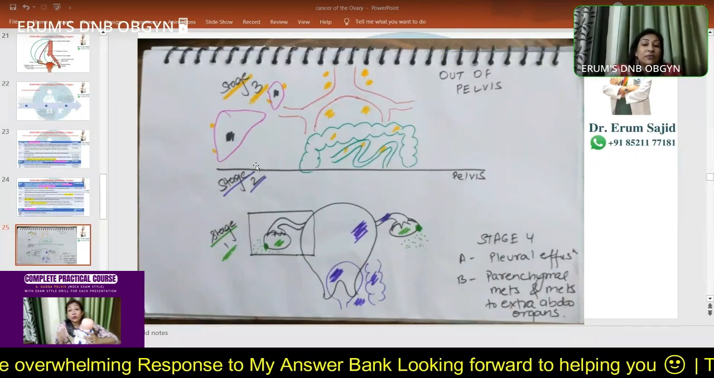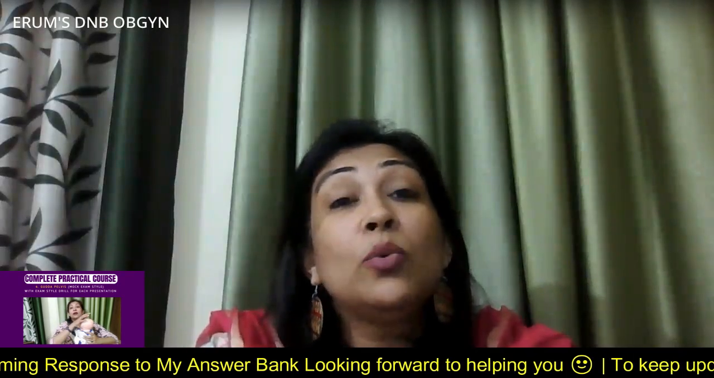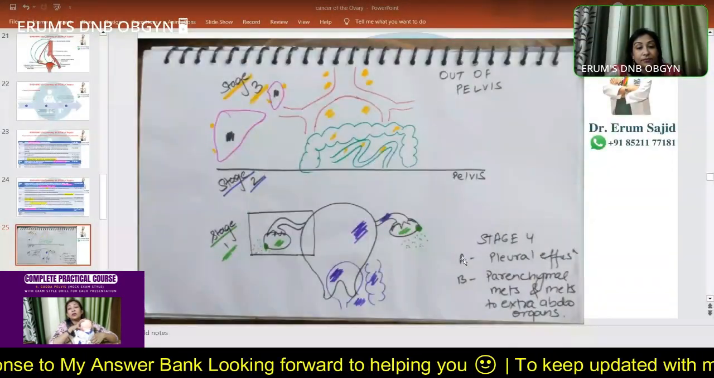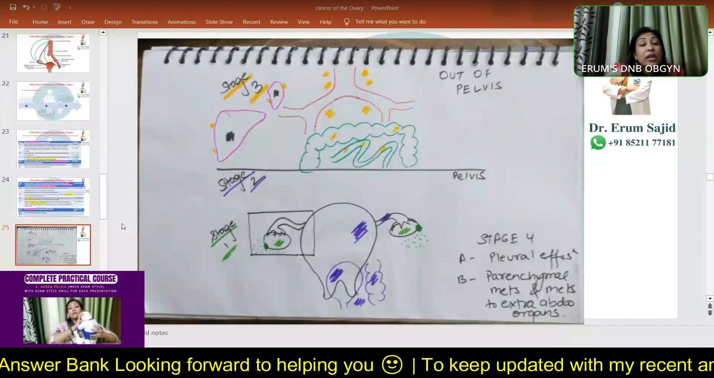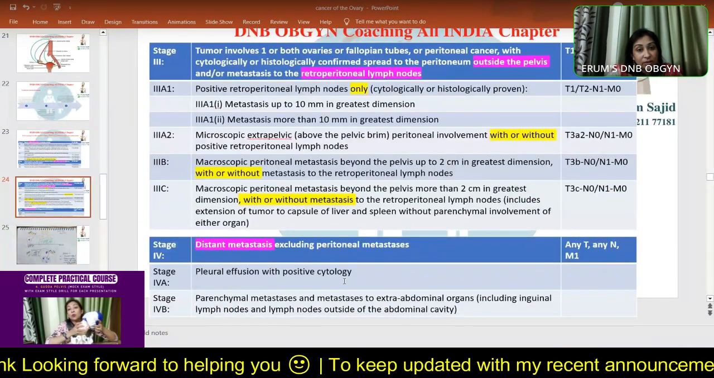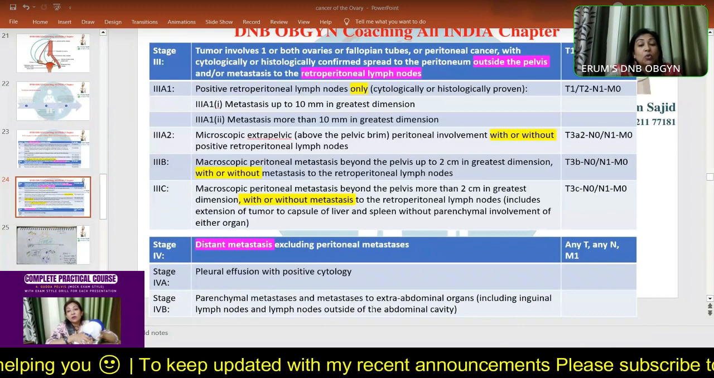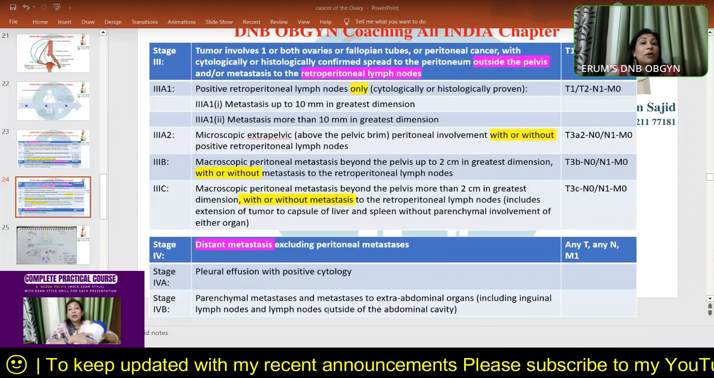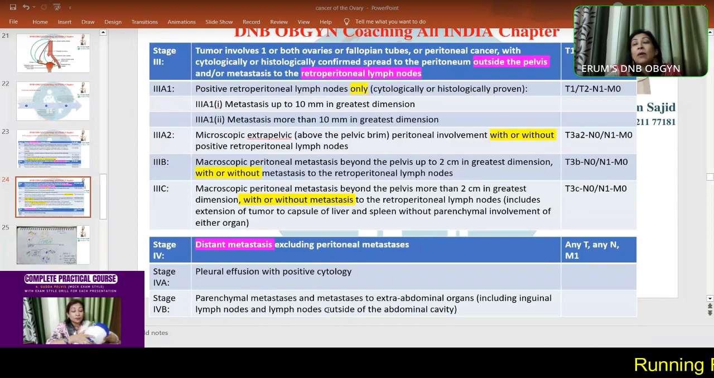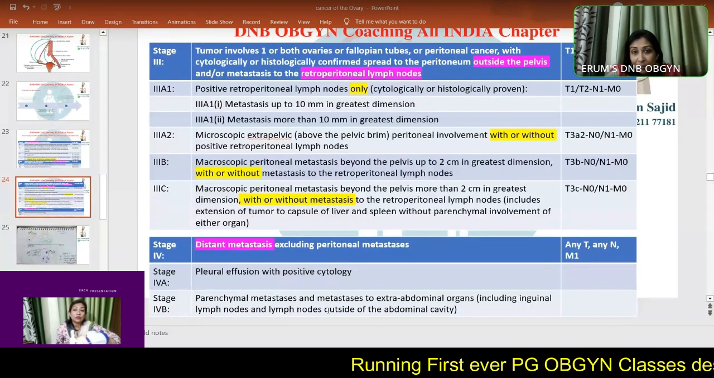So, stage 4, let's finish up with stage 4. Stage 4A is pleural effusion. Just see this. Stage 4 is pleural effusion with positive cytology. And stage 4B is parenchymal mets to the extra abdominal. See, when I talk about extra abdominal metastasis or distant metastasis, I usually am referring to the parenchyma.